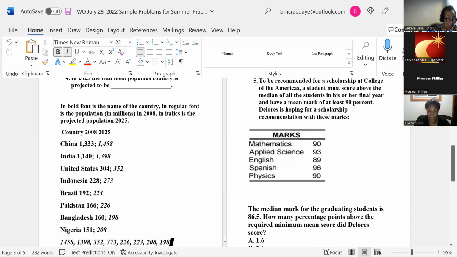Okay, let me ask you again, Alva. What was number 6? What country was number 6 of the most populous in 2025? What would be number 6? What country? That would be Brazil. That's it. Very good.